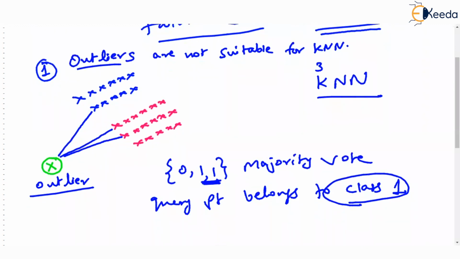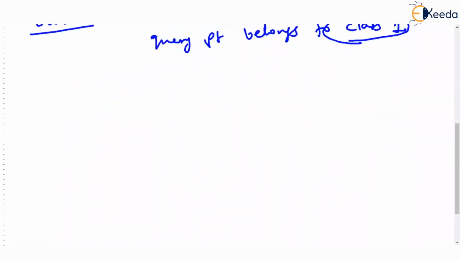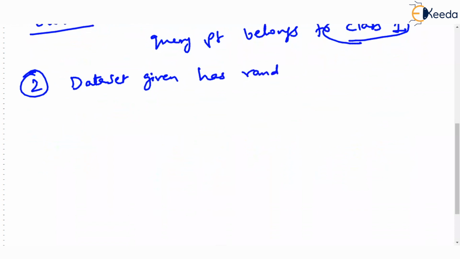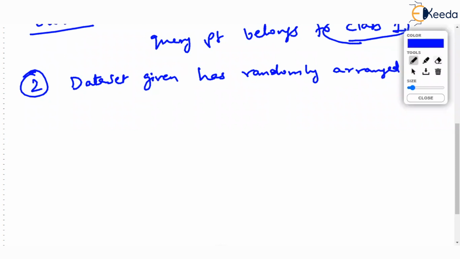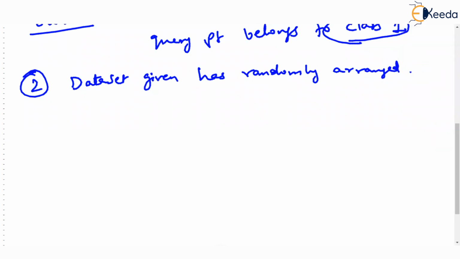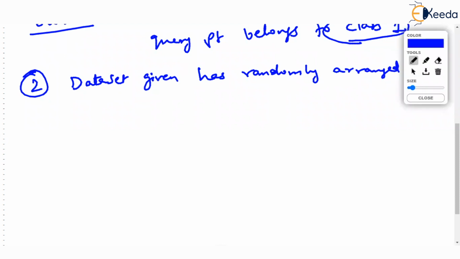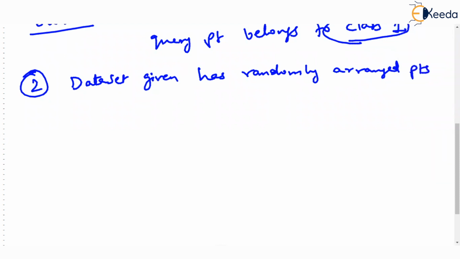Now the second failure, where KNN cannot be trusted, is when the data set given has randomly arranged points. I don't know whether I'm making a correct English statement that describes what I want to say, but it contains randomly arranged points.